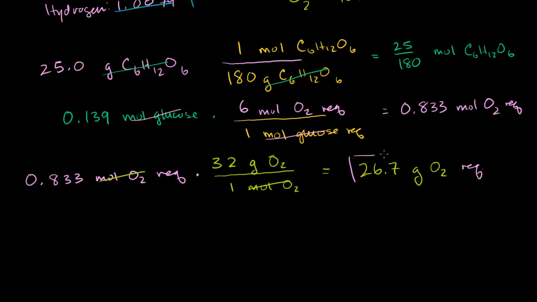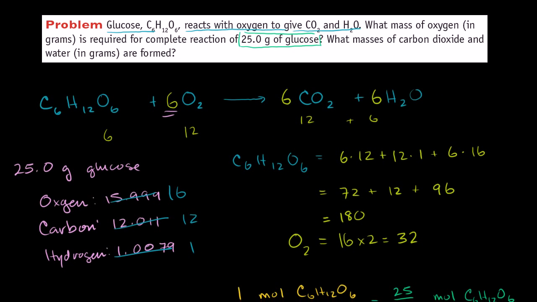So we finished one part of the question. We have 2 more parts left. If we go back to the problem, it says what mass of oxygen is required for the complete reaction. We did that part, so we can write a little check there. We did that first part, but they also ask what masses of carbon dioxide and water are formed. So now we have to figure out carbon dioxide and water.